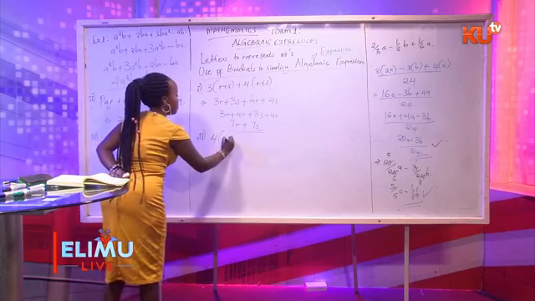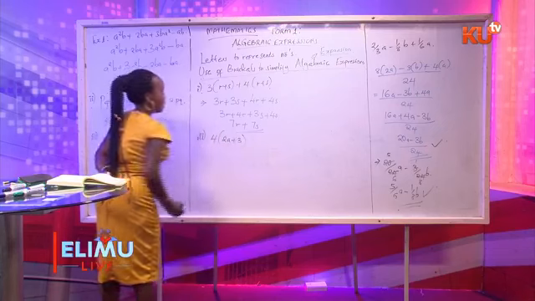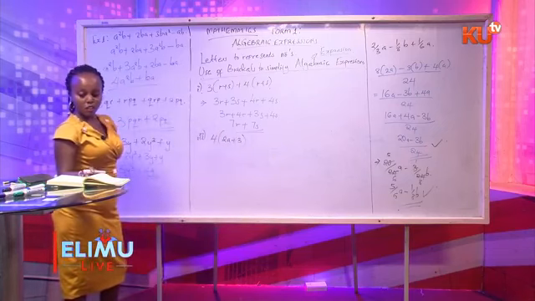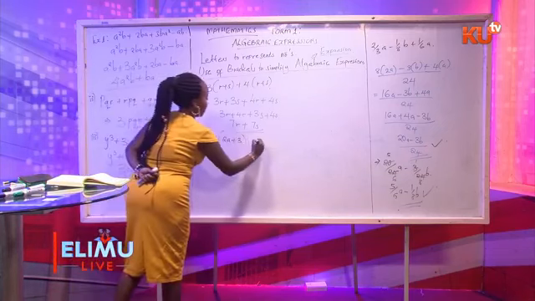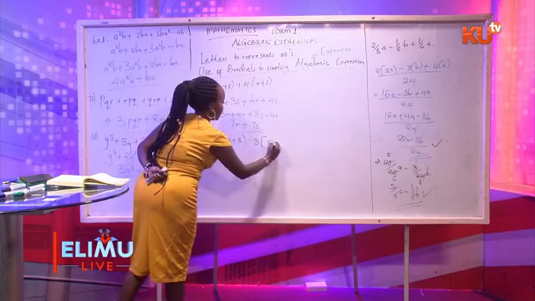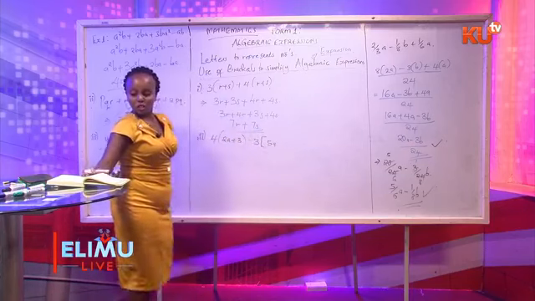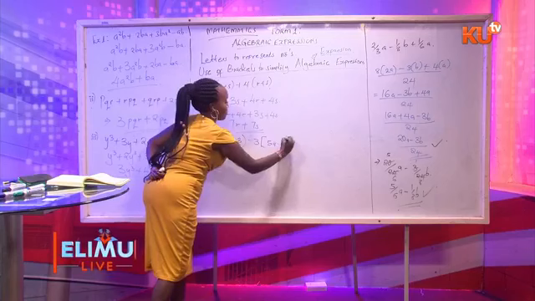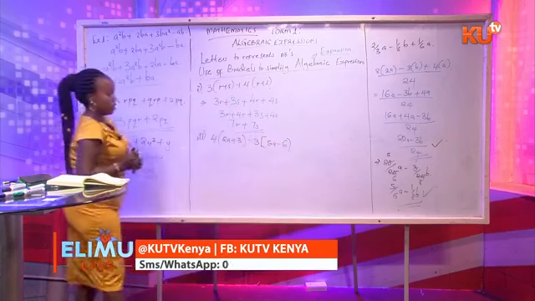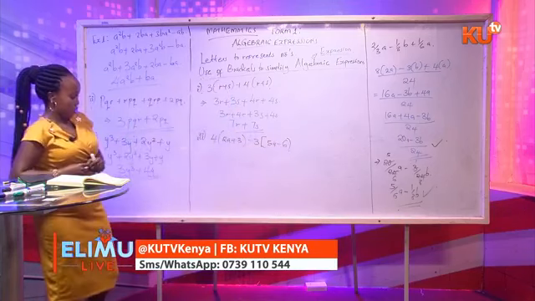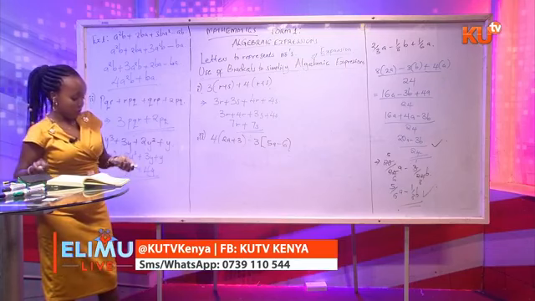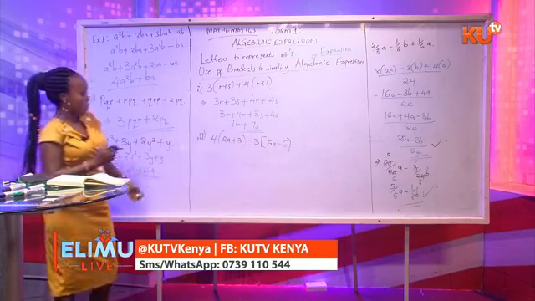4 into 2a plus 3. And then we have minus 3 into 5a minus 6. So let us look at how we solve that one. You should be careful with the signs, because if you don't, you'll miss it out. So let us see how we do this one.